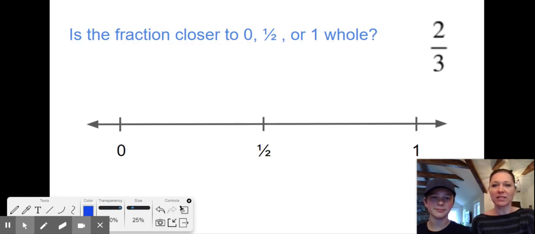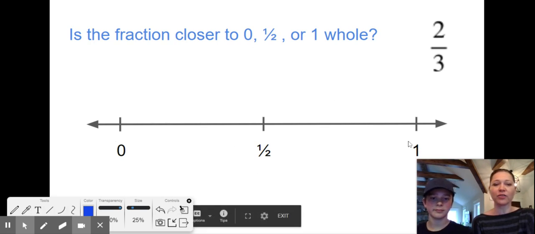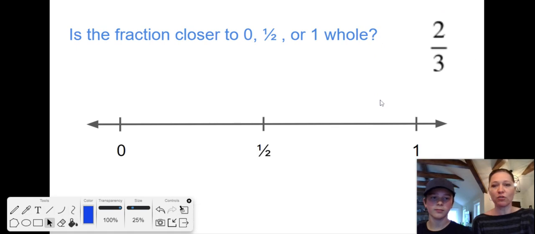You may have seen some like this before. We've done a few like this already. What we're going to try and do is see what this fraction is closest to on the number line. Is it close to 0? Is it close to 1/2? Or is it close to 1? So let's think about 2/3 first. If you need some extra time, go ahead and push the pause button.